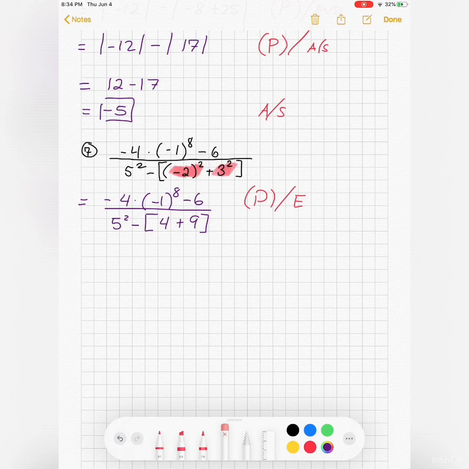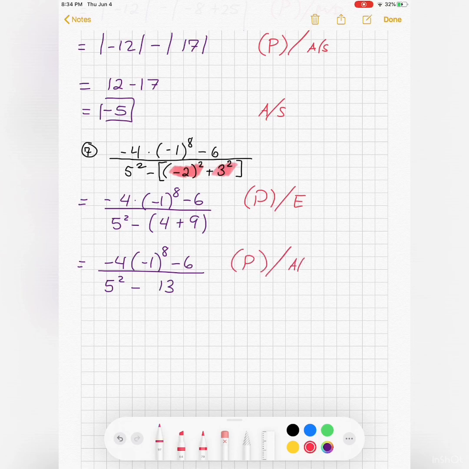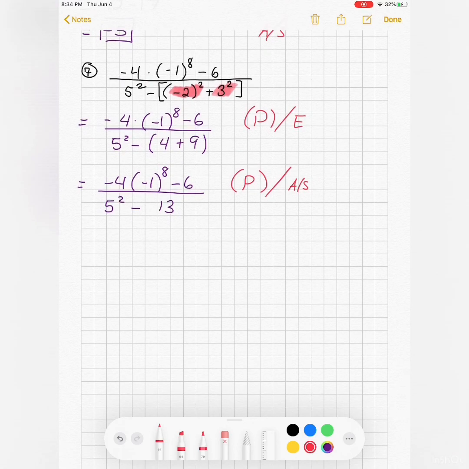Now, since I've accounted for the bracket, I could replace, if I wanted to, the bracket with a parenthesis. It's up to you. Now I still have to look inside that parentheses. Four plus 9, 13. So that was working inside the parentheses still, addition, subtraction. Now I've accounted for the operations I can do inside parentheses. So then I go to exponents.